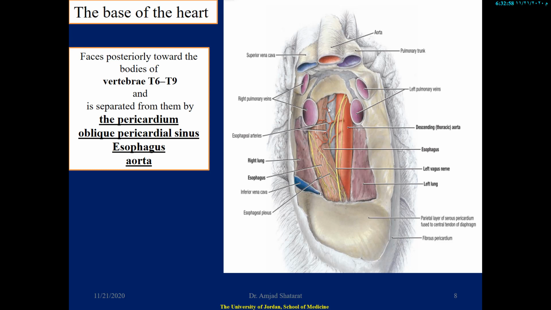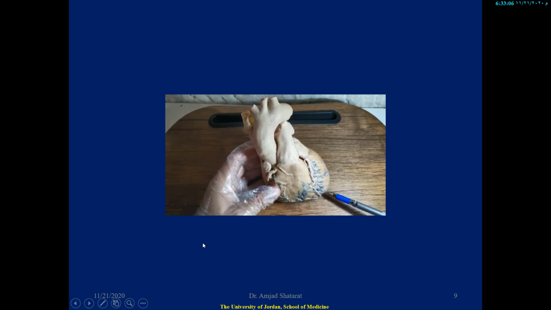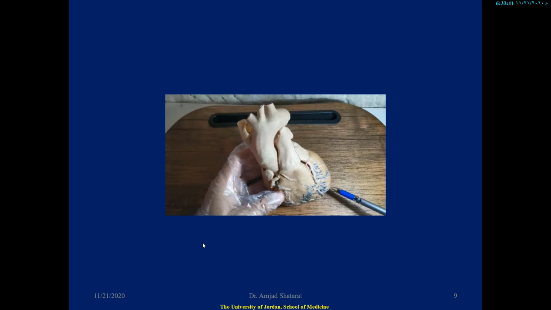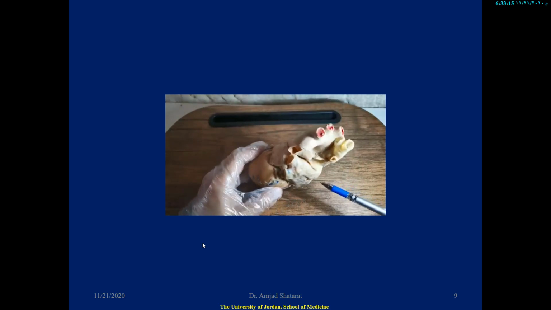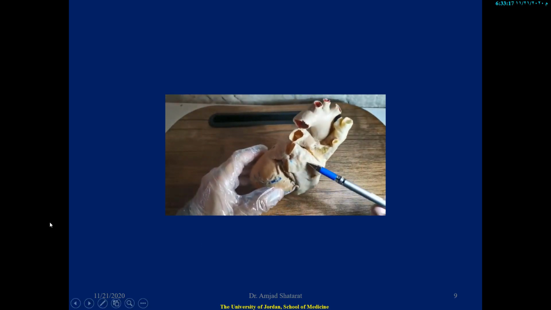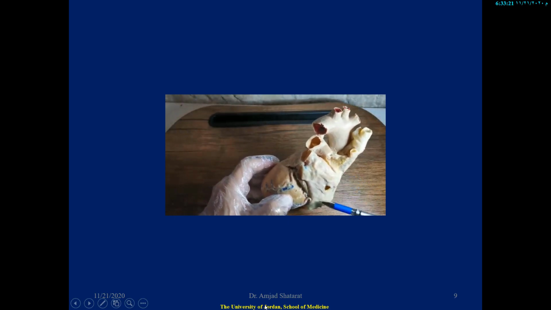We will also talk about this in this video. Now this is the heart in its anatomical position. This is the apex, and if this is the apex, where is the base? The base is there, here. We are looking at the posterior aspect of the heart, and this is for sure the base of the heart.